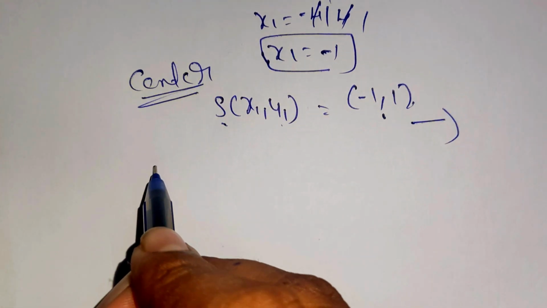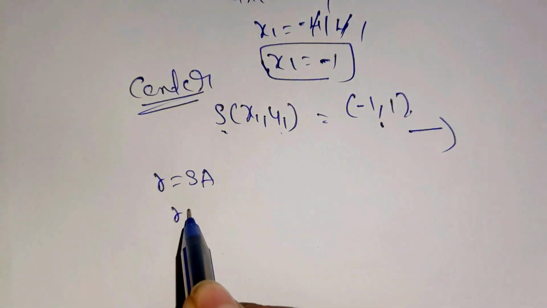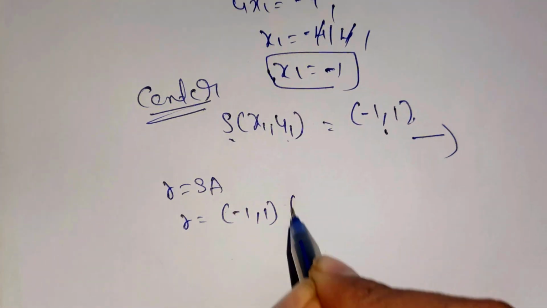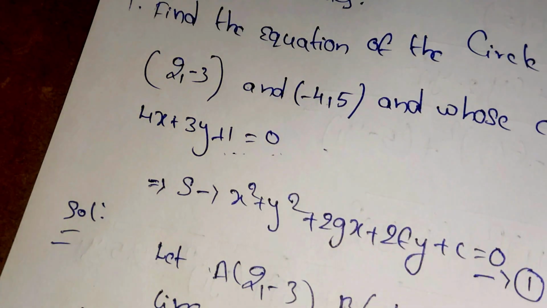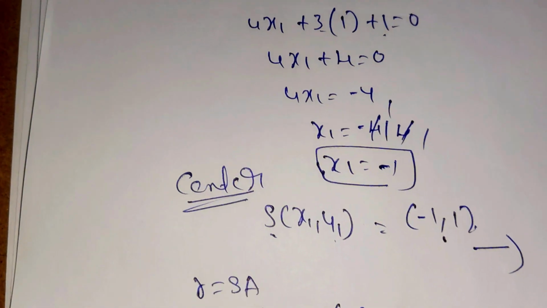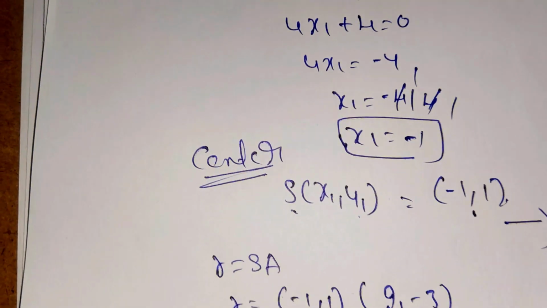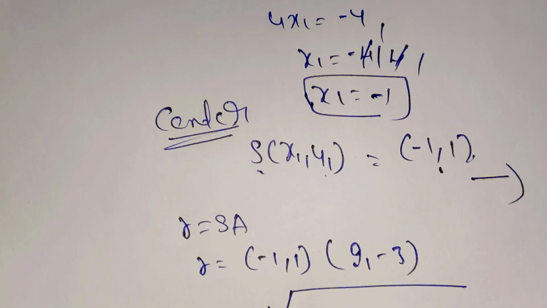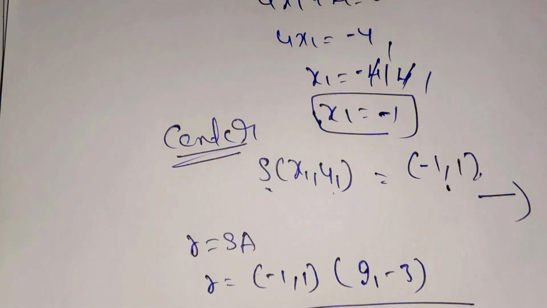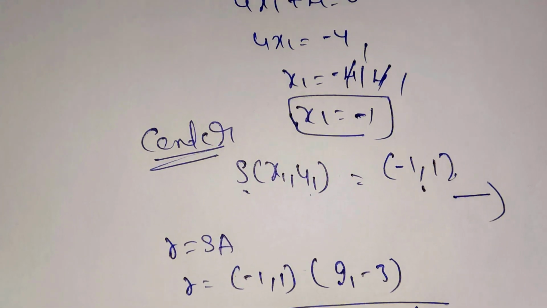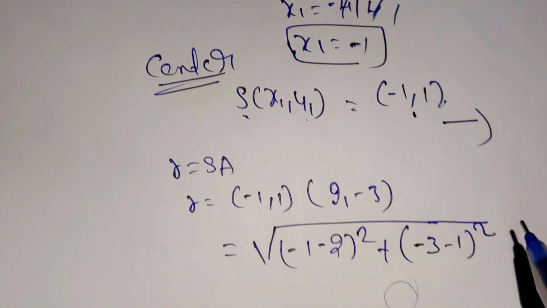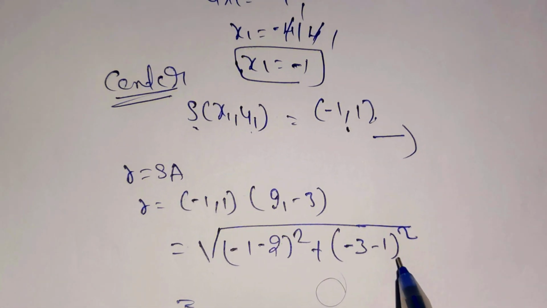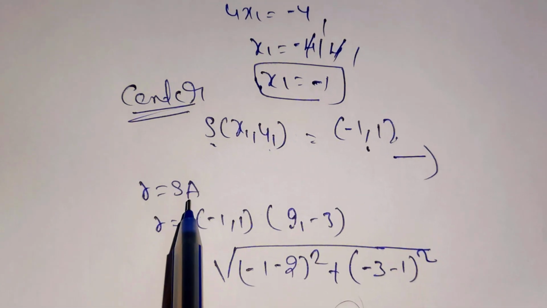Now we have the center, and we are going to find the radius. What is the radius? R equal to SA. What is the point S? We have S minus 1 comma 1. And what is the point A? A is 2 comma minus 3. We already know the formula for finding the radius: square root of minus 1 minus 2 whole square plus 1 minus minus 3 whole square. That means square root of x2 minus x1 whole square plus y2 minus y1 whole square. This is the formula for finding the radius and also the distance between 2 points.